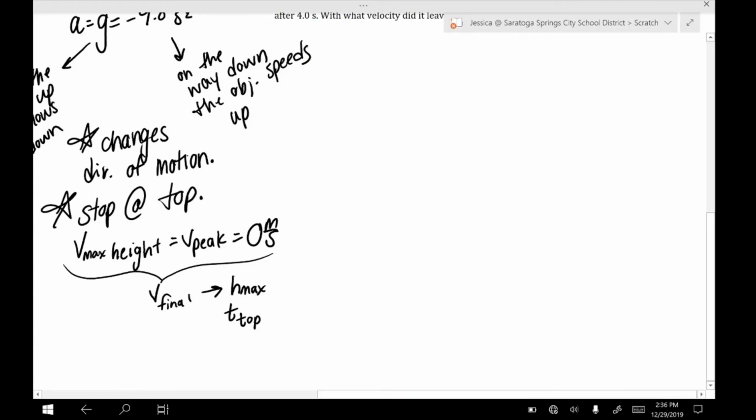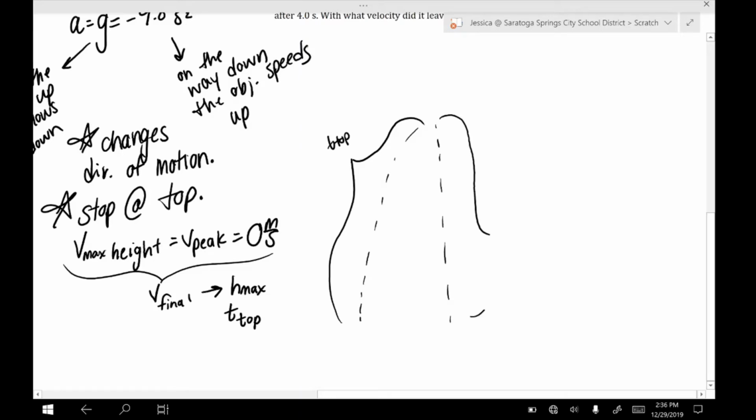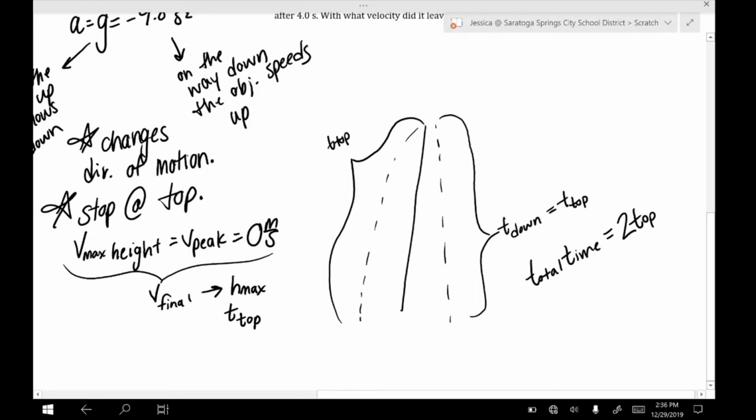When an object is launched straight upwards, it undergoes something called symmetry, which means the time it takes to get to the top and the time it takes to fall back down are the same. That should be t top. So if we want to find the total time of flight, and say we already found the time it took to get to the top, we would just multiply that t to the top by 2, because the time it takes to get up and the time it takes to get down is the same. This is h max.